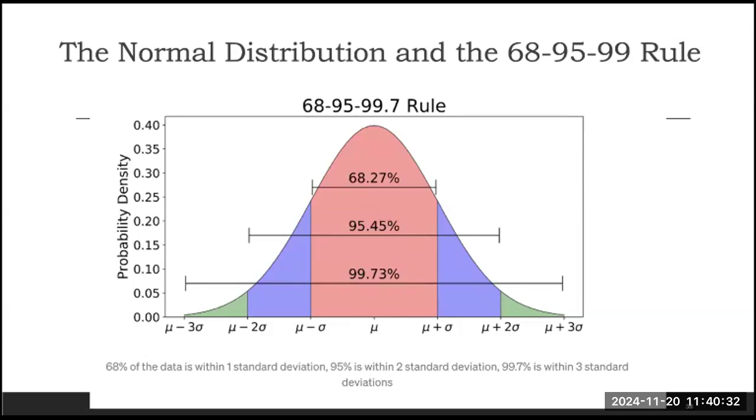Now you want to be even more sure it's going to fall in? Well, if you say within 2 standard deviations of the mean, 95% of the scores are going to fall there, or 95.45% if you want to be very specific. And then within 3 standard deviations of the mean, 99% or 99.7% of the values will fall within that range. So this gives you a really good sense.